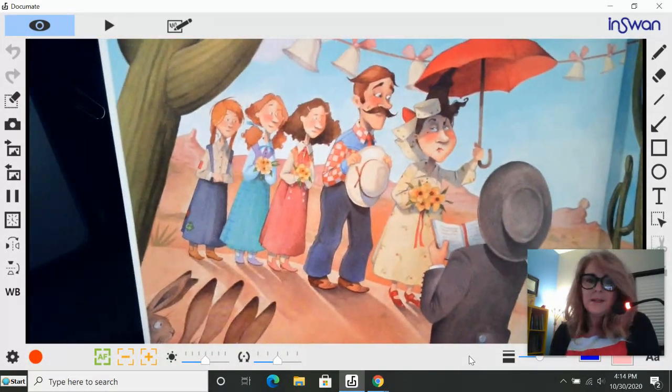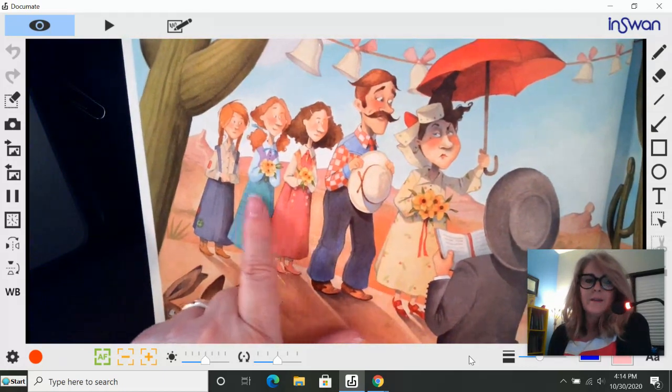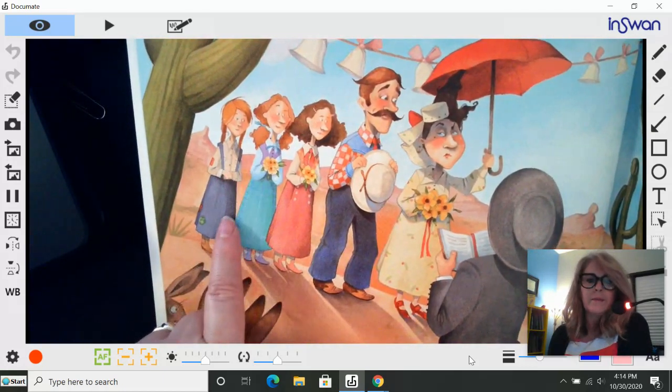Okay, so I'm guessing that this is the rancher, this is his new wife, the two daughters, and then probably Cinder Ellen right there.